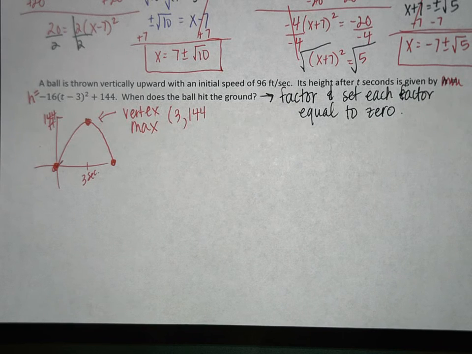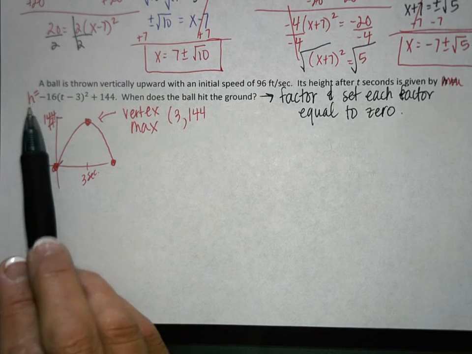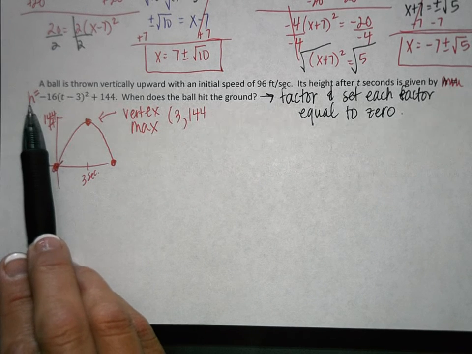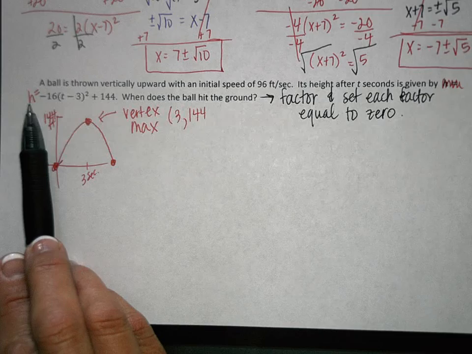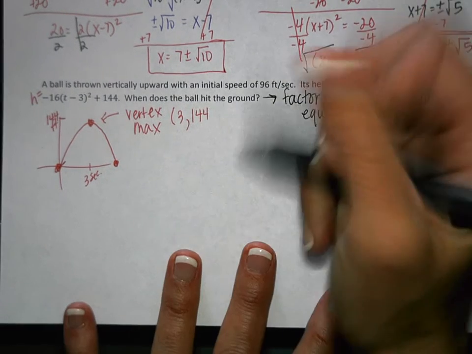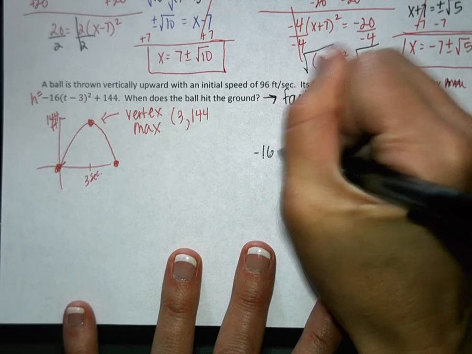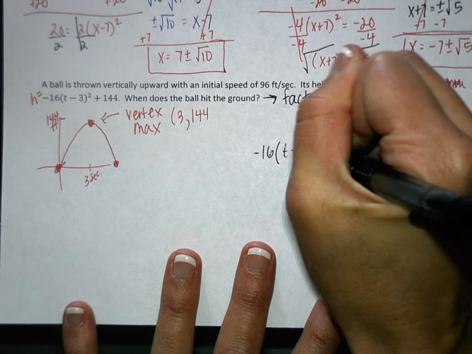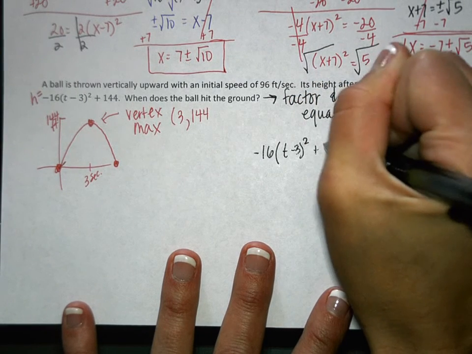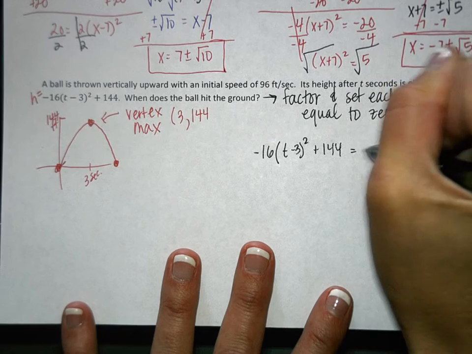Okay, so we learned today about getting the square by itself, didn't we? So we want our height to be 0. We want to find when it's at ground level, at 0. So we're going to write this as, and I'm going to put the 0 on the other side, negative 16, parenthesis, t minus 3 squared plus 144 equals 0.